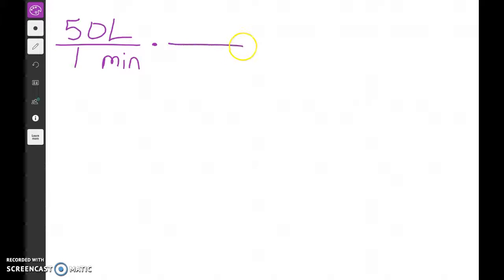So the first thing I want to do is change liters into milliliters. If I think about my conversions, I gave everybody a chart yesterday that said what those conversions were. If you look on that chart, down at the liquid volume capacity, it will tell you that 1 liter is equal to 1,000 milliliters. So there's the conversion for that.